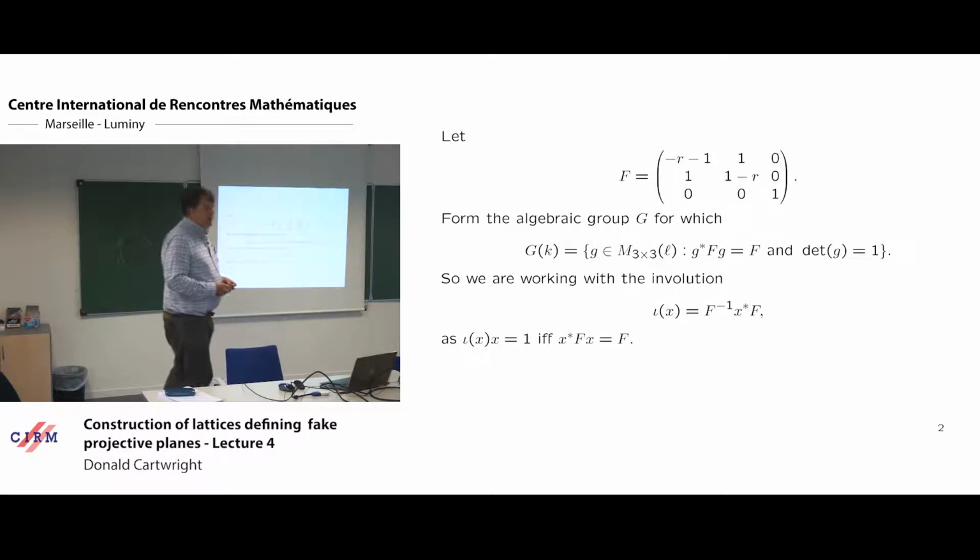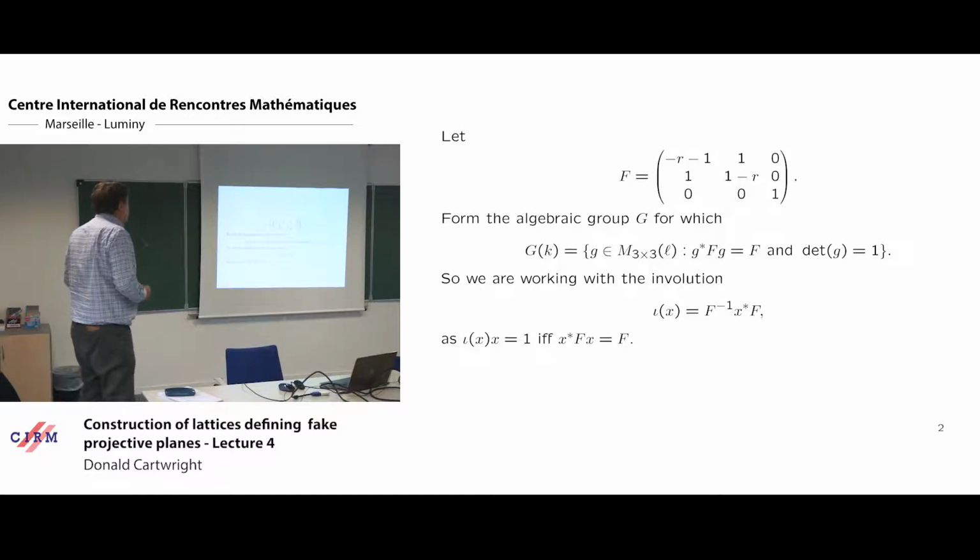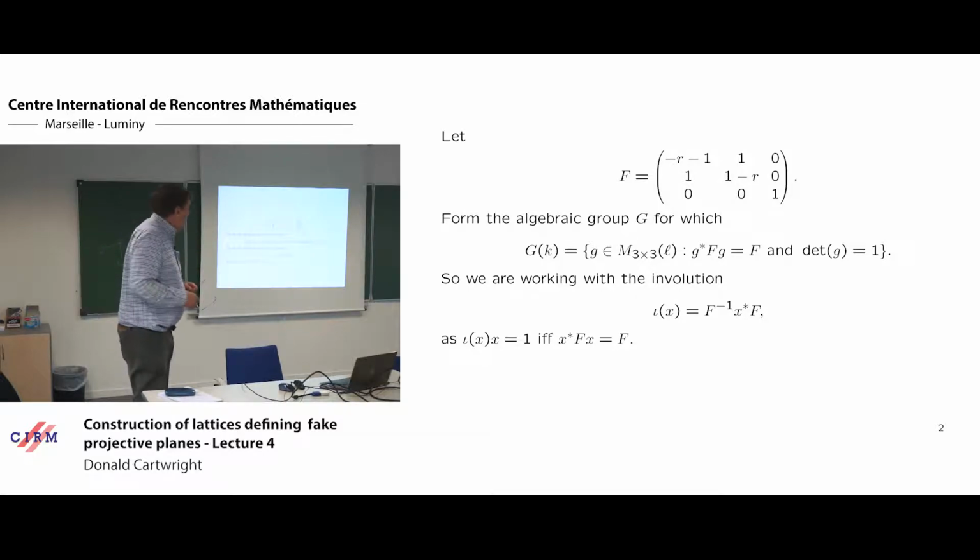So we're going to use this form F. It is chosen for the reasons that we've mentioned before, that you want the correct behavior at the real places. So this particular F has determinant 1. When R is the positive square root of 3, it has what's called signature 2, 1. And when R is the negative square root of 3, it's definite, with signature 3, 0 or whatever it's called.